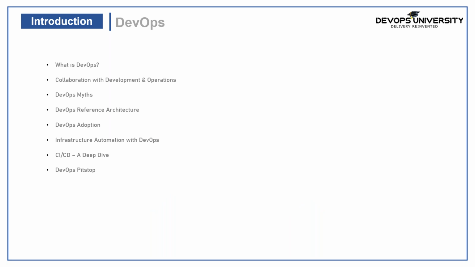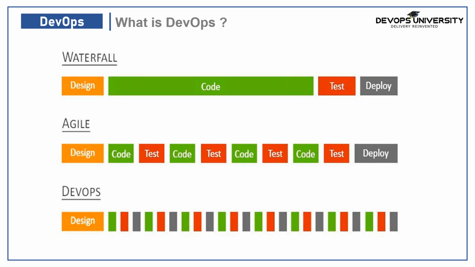In this brief DevOps introduction, I am going to cover what is DevOps, collaboration between development and operations, DevOps myths, DevOps reference architecture, DevOps adoption and infrastructure automation with DevOps, CI/CD deep dive, and DevOps pit stop. I will try to take as simple an example as I can to help you understand how it has benefited the industry.